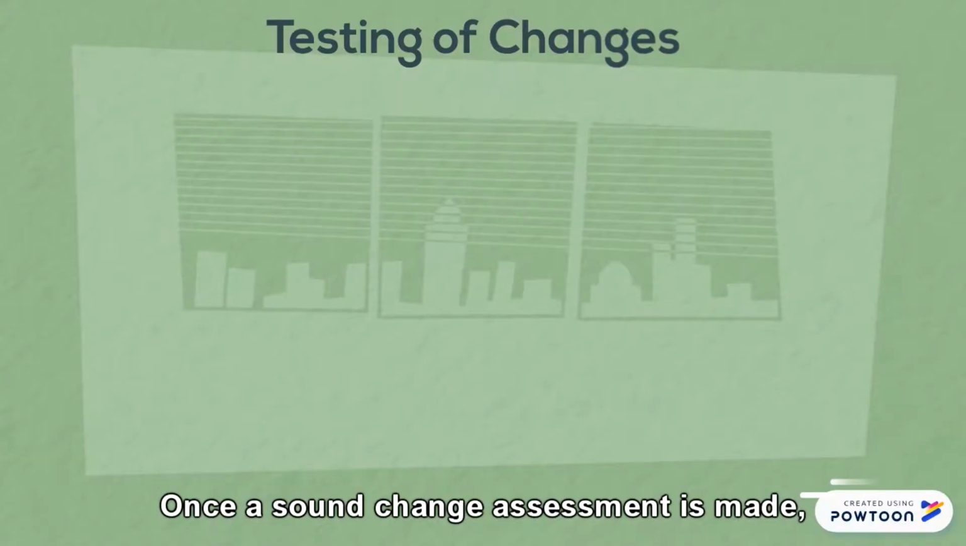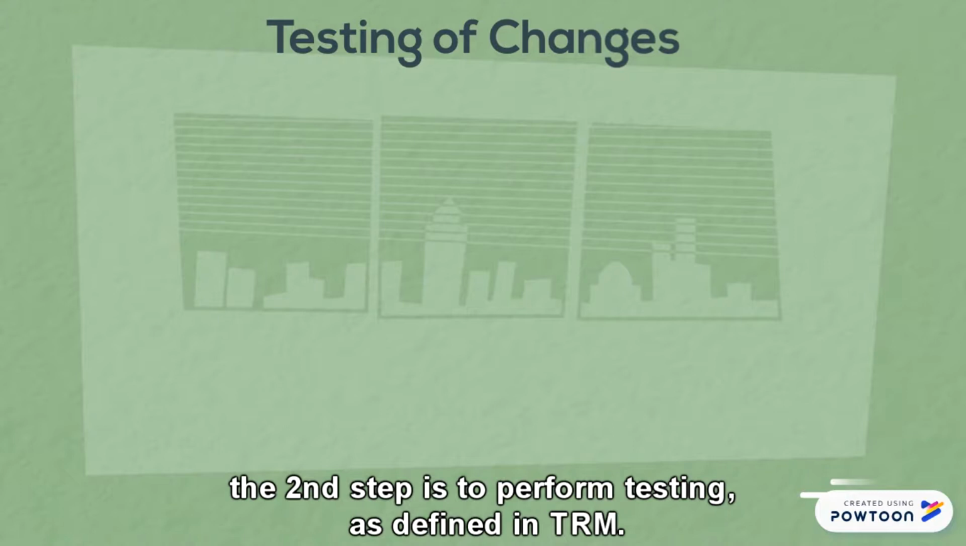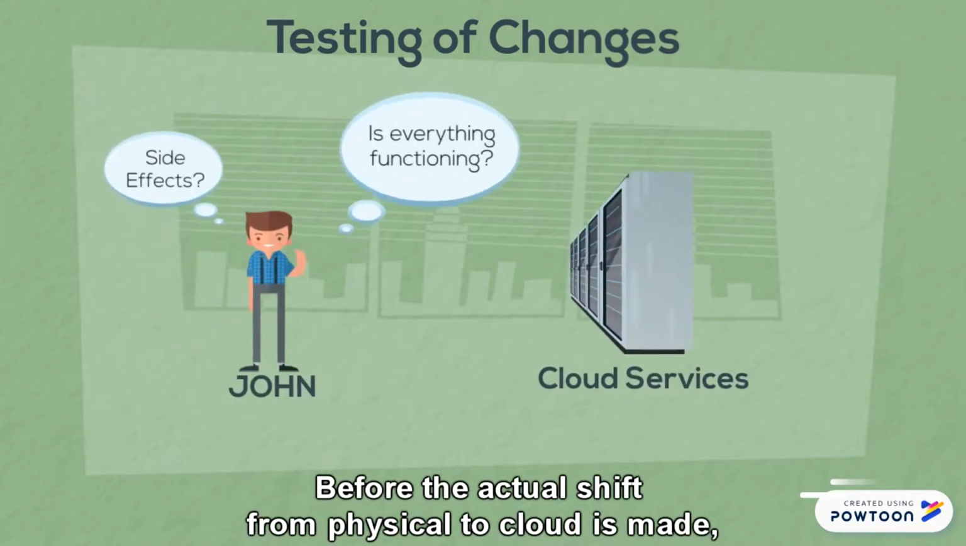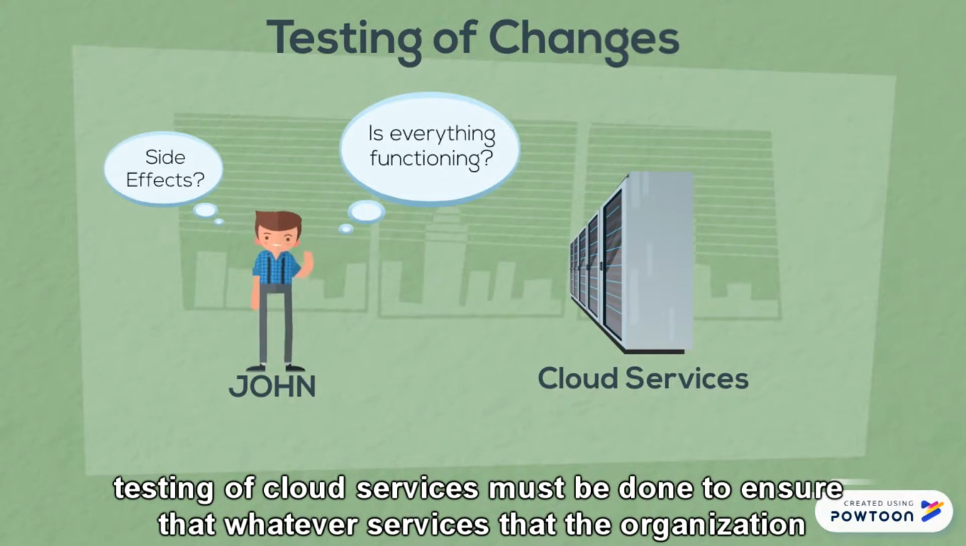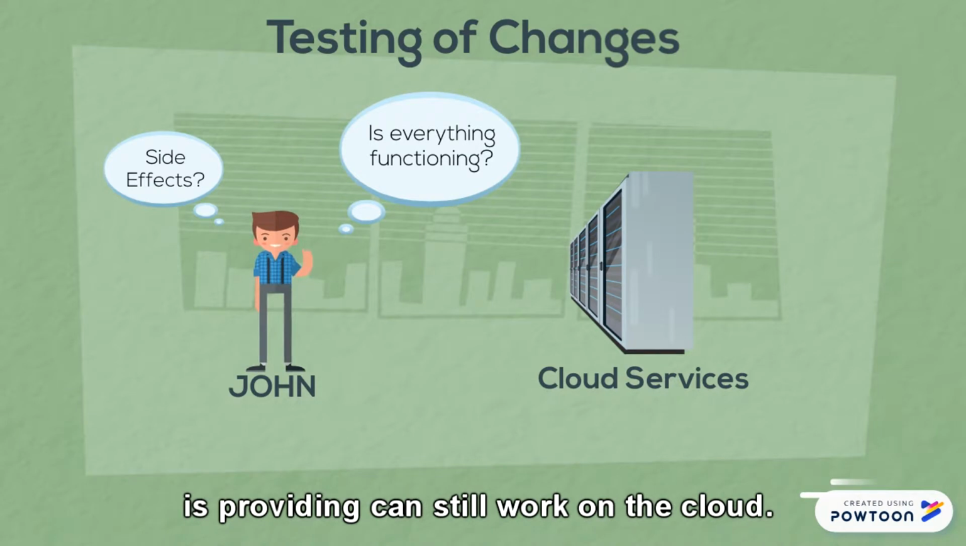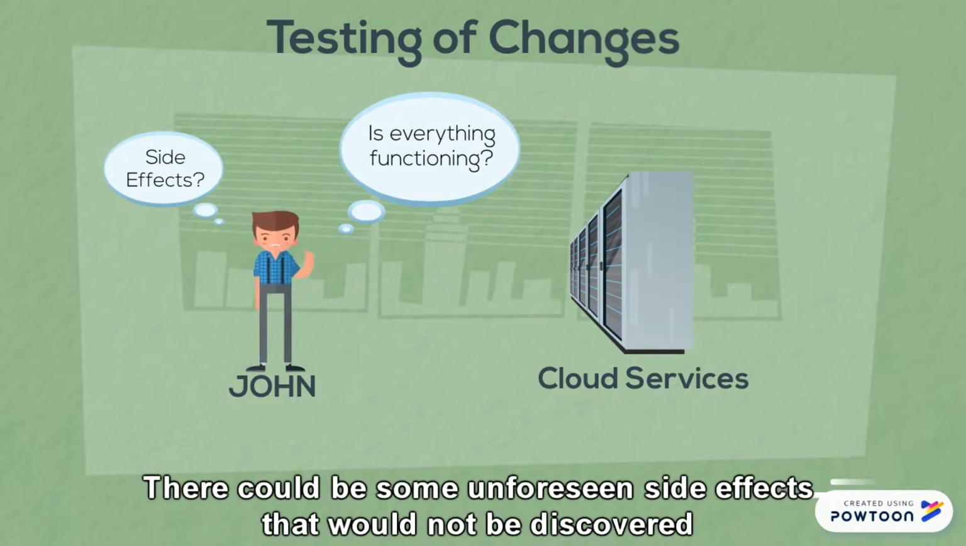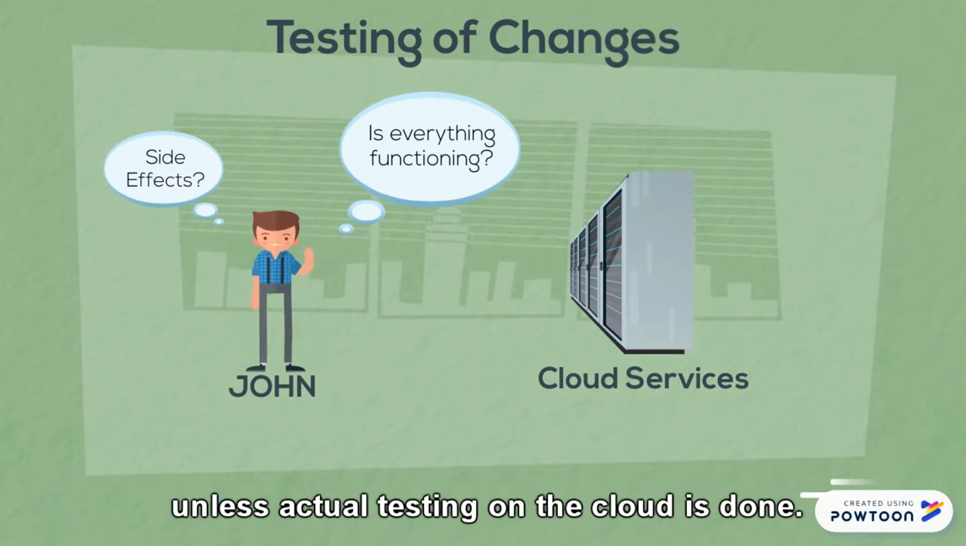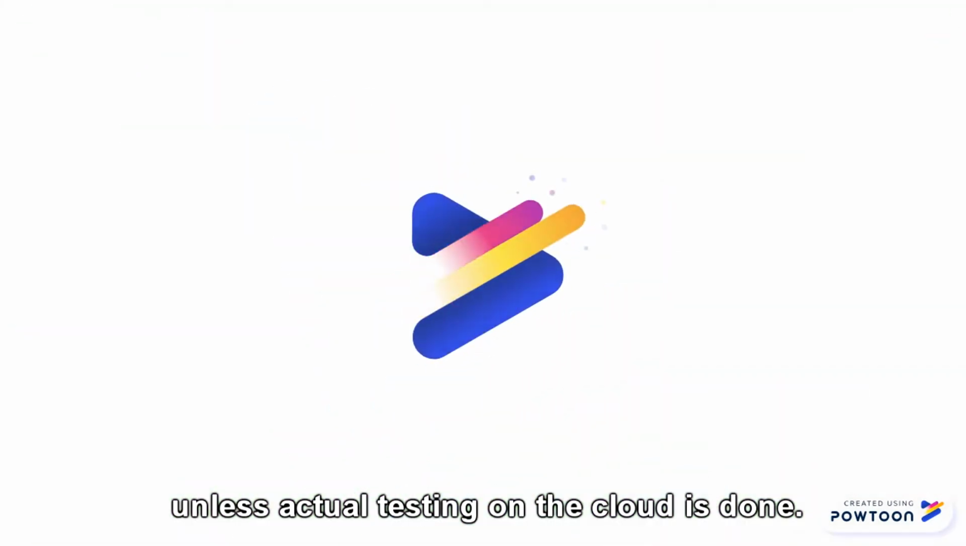Once a sound change assessment is made, the second step is to perform testing. As defined in TRM, before the actual shift from physical to cloud is made, testing of cloud services must be done to ensure that whatever service the organization is providing can still work on the cloud. There are some unforeseen side effects that would not be discovered unless actual testing on the cloud is done.